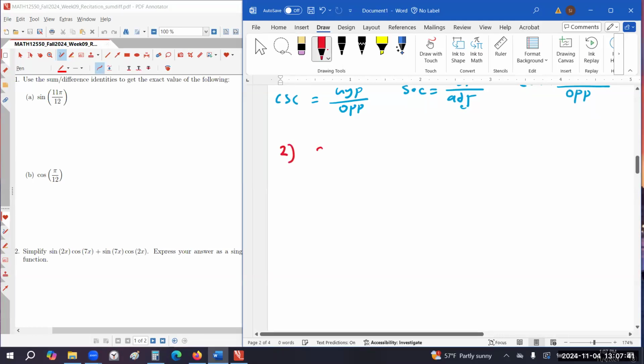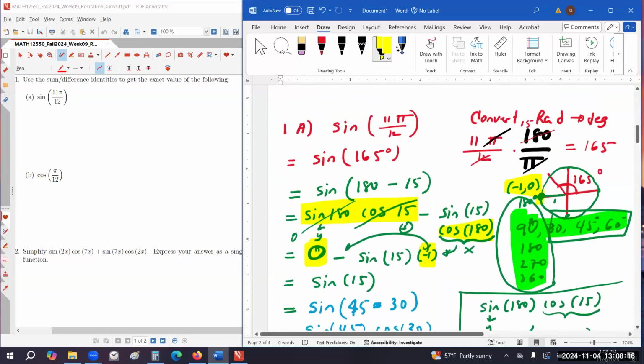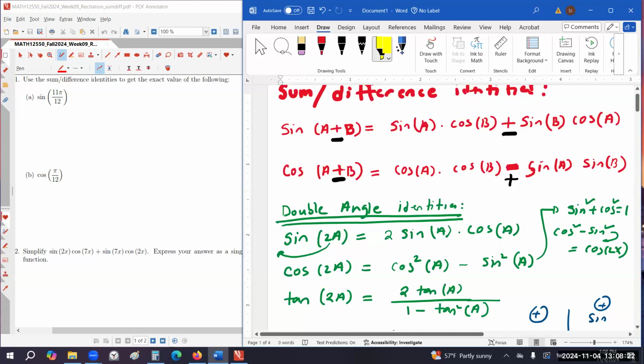It says we are given sine 2x cosine 7x plus sine 7x cosine 2x. They're asking us, what is this? From here, what do you get? In order to answer that, all you have to observe is that you have sine and cosine together, and you have a plus. So which of the identities have sine and cosine, and they have a plus between them?